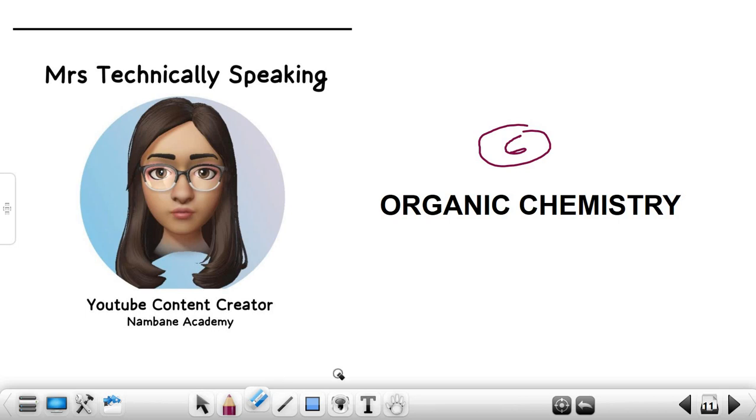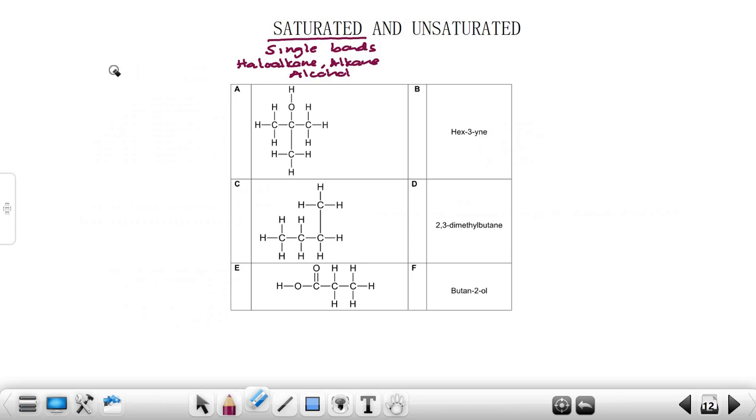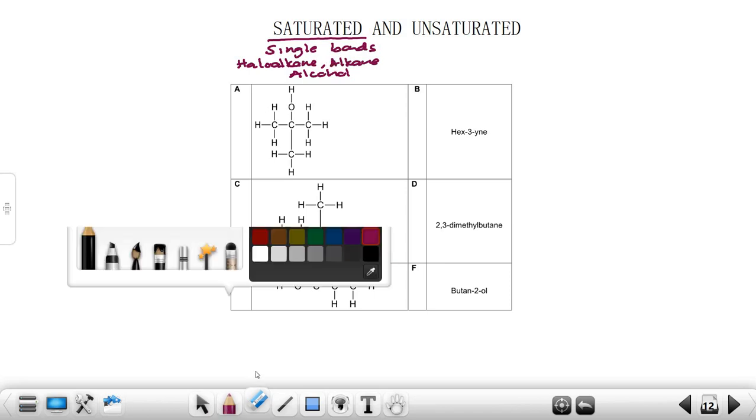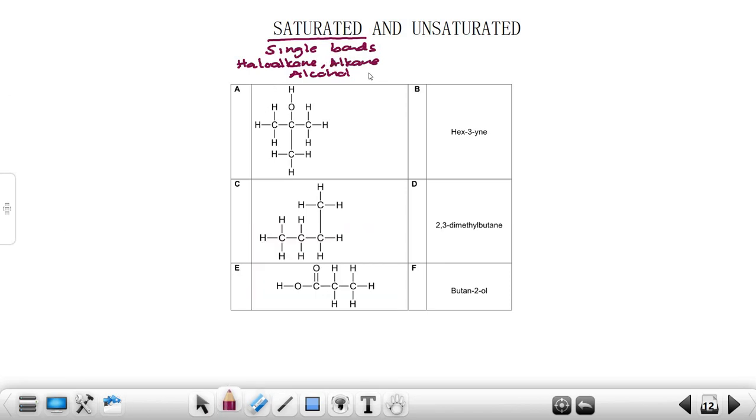Hello, this is video number 6 and it's still dealing with saturated and unsaturated compounds using past paper tables for sequential learning style. So we already agreed that if we consider a compound saturated, we are saying that it has single bonds. Therefore, it must belong to haloalkane, alkane, or alcohol. Unsaturated, on the other hand, comprises double or triple bonds, right?